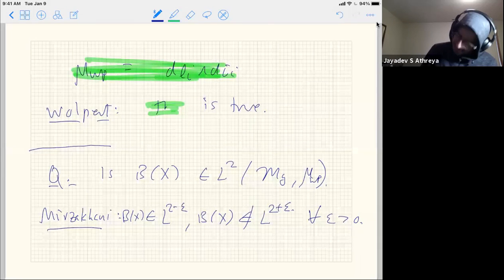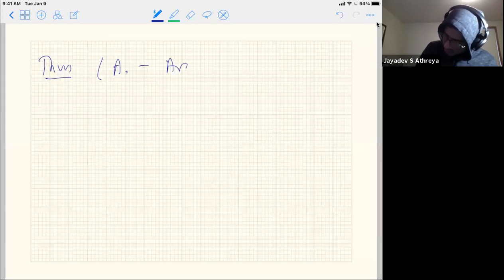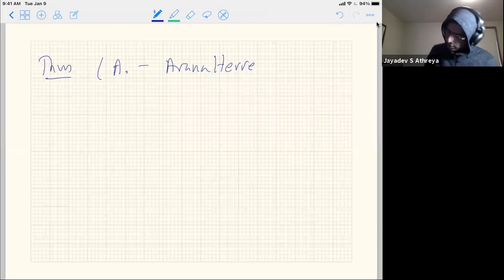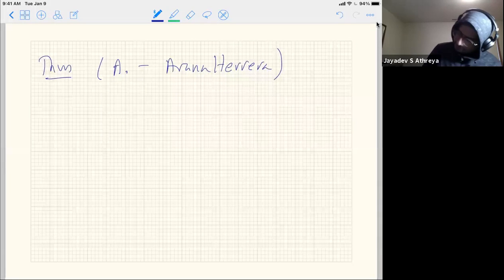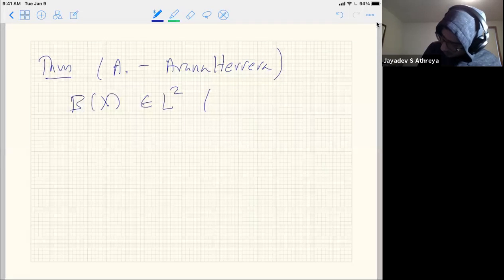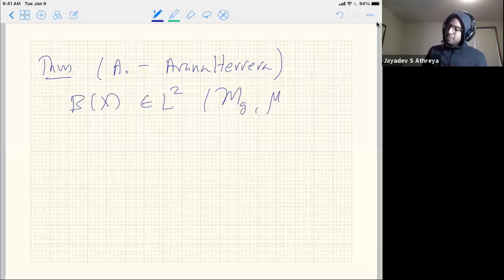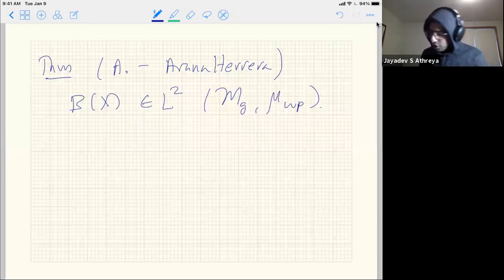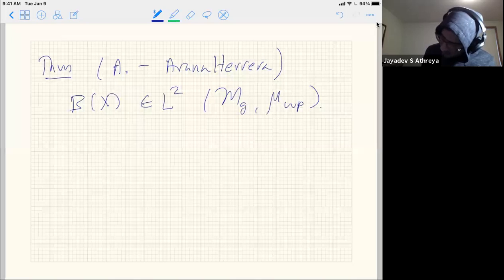And so the last theorem I want to state is a recent theorem of myself and a very bright young graduate student at Stanford, Francisco Arana-Herrera, who's on the job market this year. So we proved, in fact, that B of X is in L2. And we don't just prove that. We prove this by essentially showing the estimates.